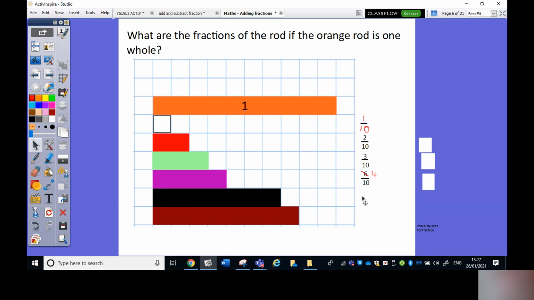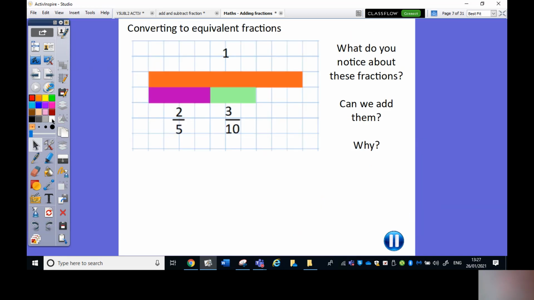What about the black rod? What would the fraction be? Good, it would be 7/10. And what about the last one? Shout it out. Excellent. 8/10. Well done. Now we're going to convert to equivalent fractions.